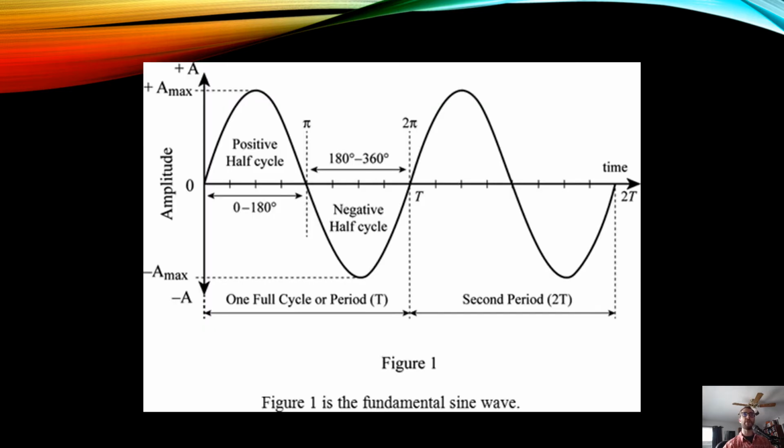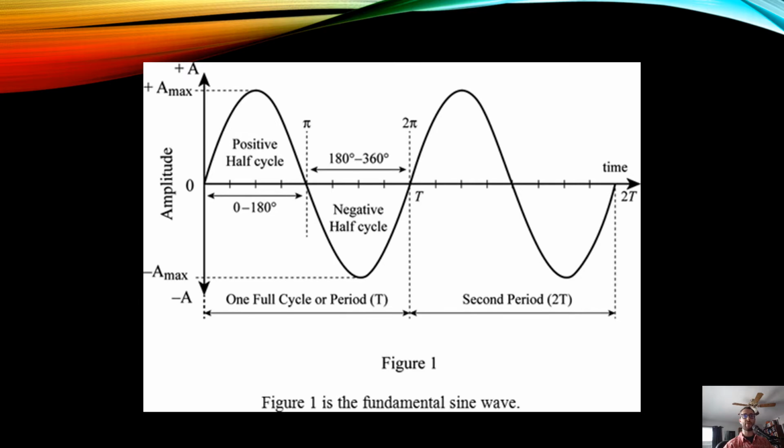So here you can see a sine wave. On the y-axis, we have 0 at the center line, going up to positive max amplitude and going down to negative max amplitude. Typically, these will be normalized in your DAW as positive and negative 1.